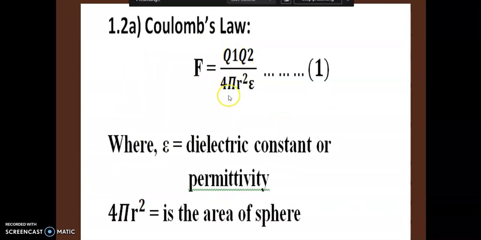Now we'll see different terminologies: Coulomb's law, different equations and different definitions. Since you know it, it is just a revision. So Coulomb's law you have studied.